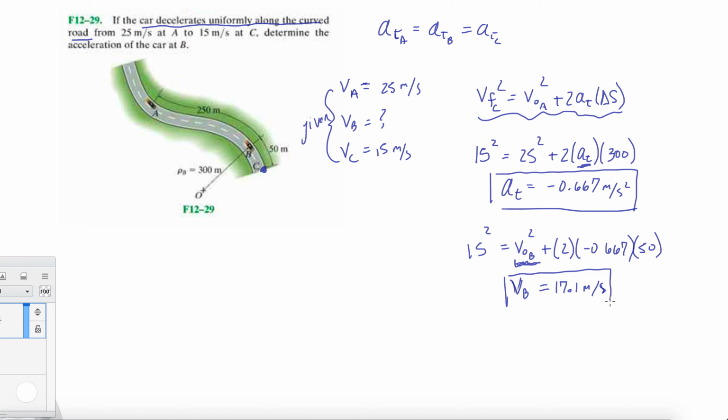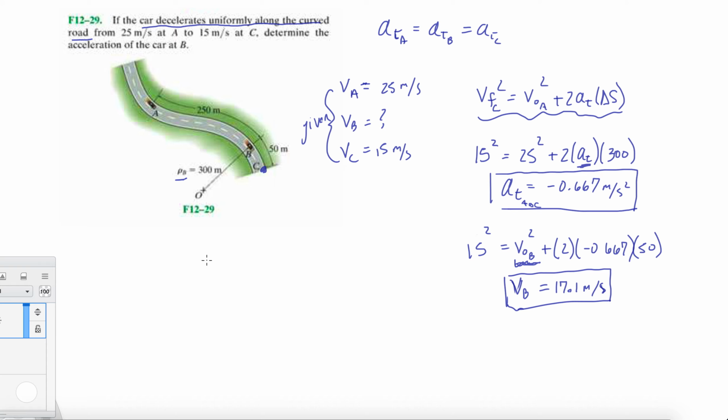And you could have done it differently. You could have gone from A to B, so initial velocity at A, final velocity at B. It's going to be up to you, but just trust your math, trust your knowledge. So we have the velocity at B. We have the tangential acceleration at B, because it's uniform. And now they give us the radius of curvature at point B, which is 300 meters.